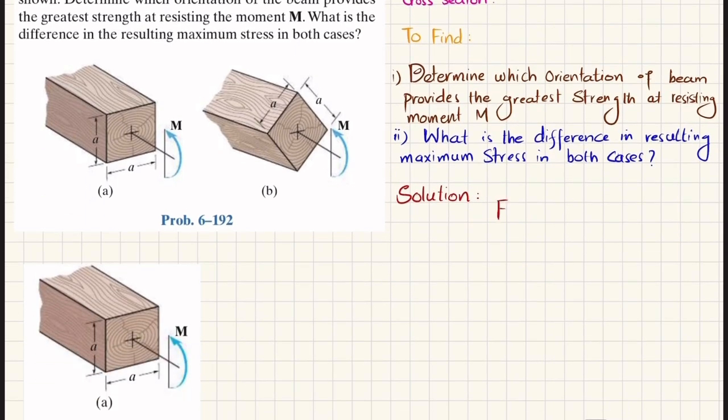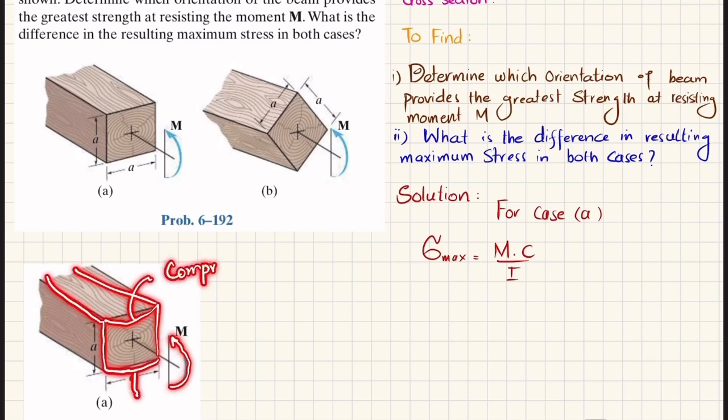So for case A, we know that maximum bending stress is equal to moment times C divided by I. You can see here, this is moment M applied. Due to this moment, it will bend like this, clear. So the lower portion will be in tension and the upper portion will be in compression. This is the horizontal axis, so this will be A by 2 and this will also be A by 2. So it will be symmetrical. Here the maximum stress will be here, and this distance C will be equal to A by 2.